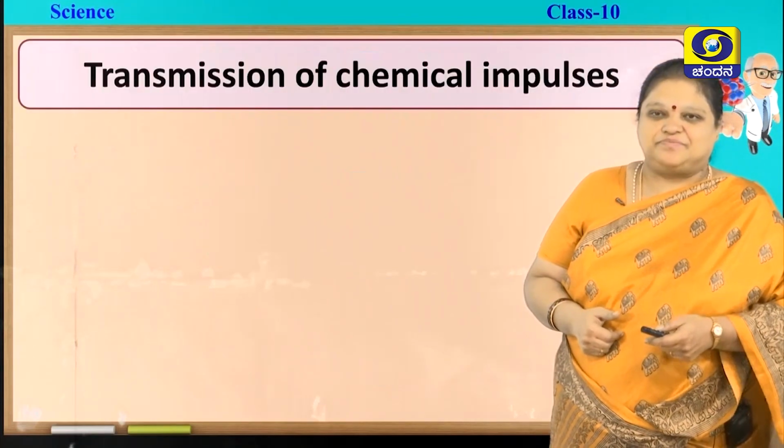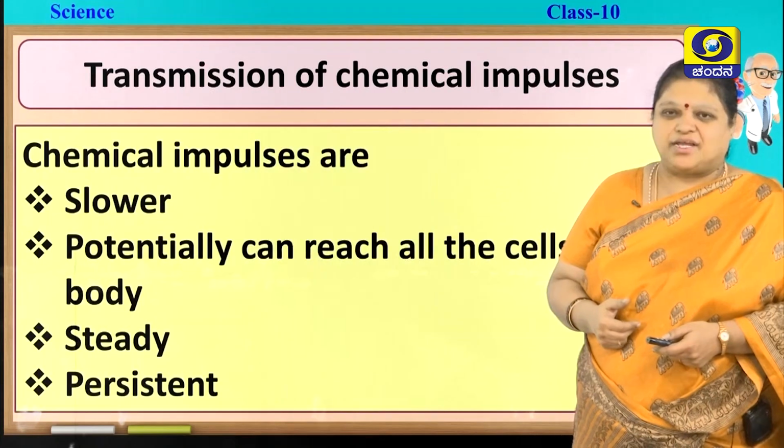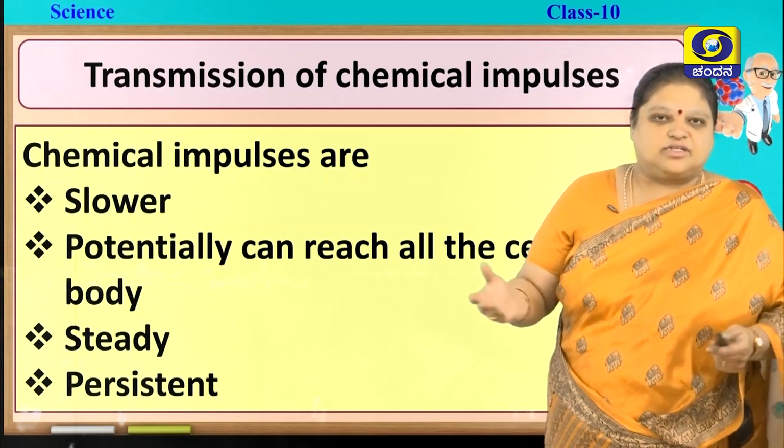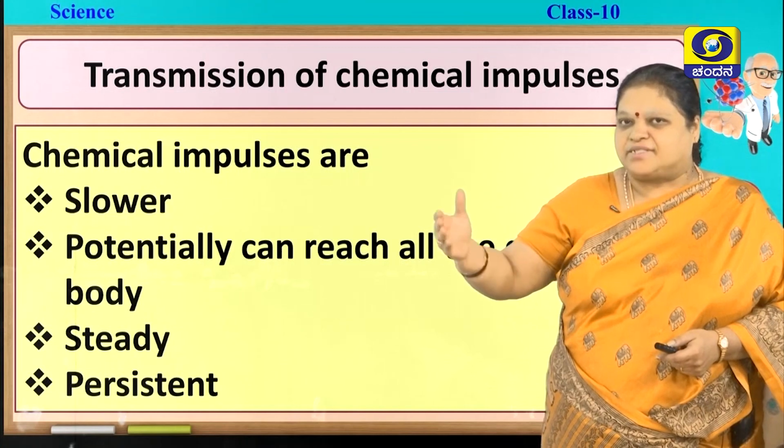Now, we will see transmission of chemical impulses. Please make note of it. Chemical impulses are slower, potentially can reach all the cells in the body, they are very steady and they are persistent. Children, you understood how the chemical impulses move.